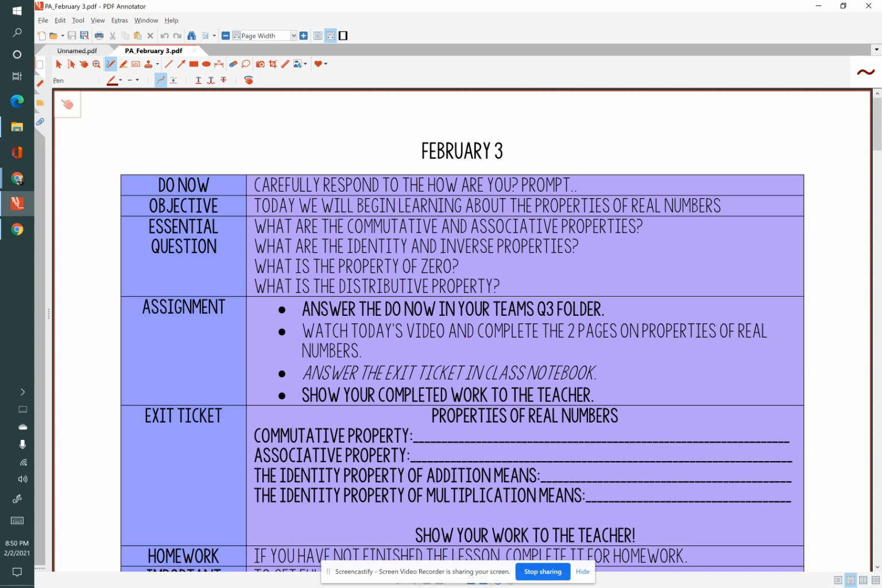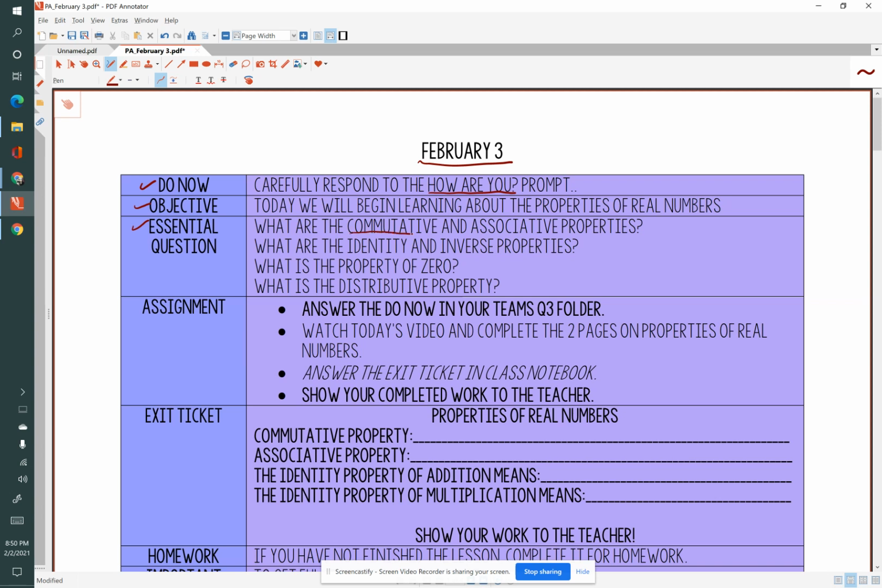Today we'll start talking about the properties of real numbers. It's February 3rd today. For our Do Now, we are going to respond to a special How Are You prompt. Today we will be learning about the properties of real numbers, and our essential questions are as follows.